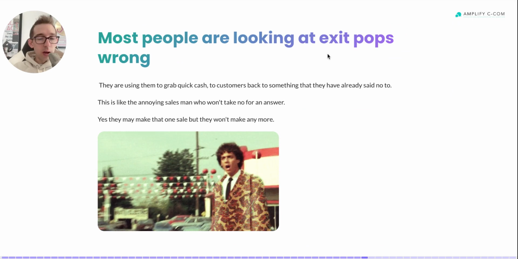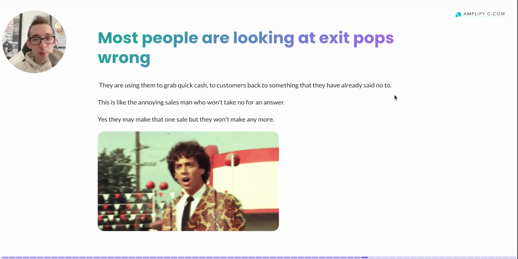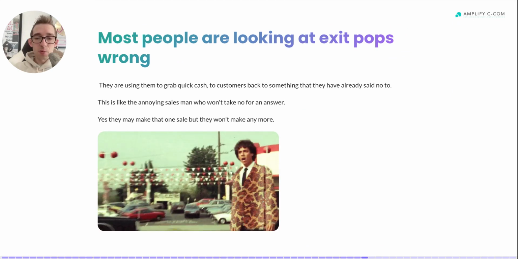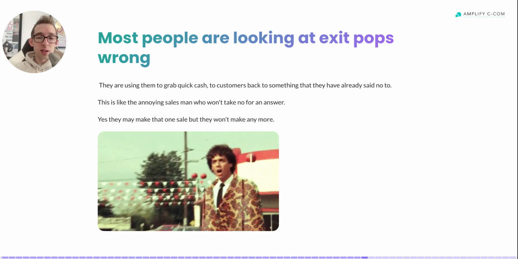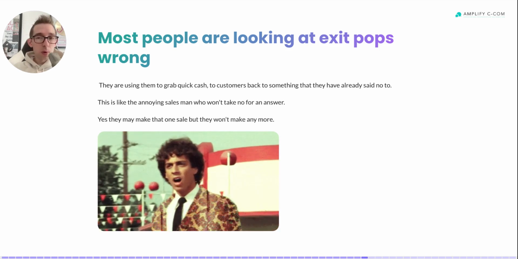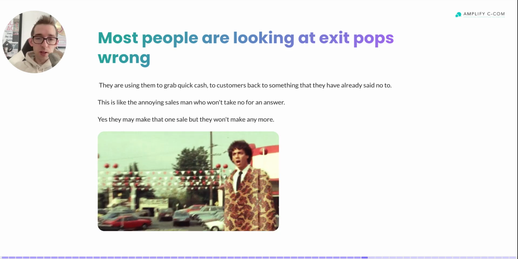So most people are looking at exit pops wrong. They're using them as a quick cash grab, to get customers back to something they've already said no to. So it's like that annoying salesman, right? Who just won't take no for an answer. So you make that one sale, great, and you'll pick up a few on the downsells, but how many sales are you losing in the future because of that, right?